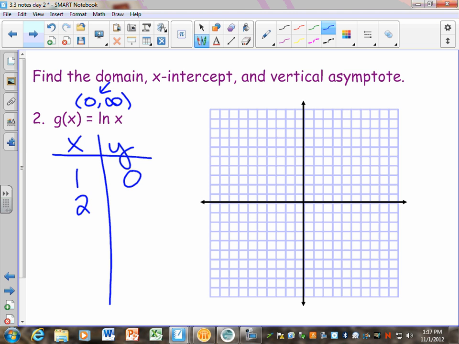So if I plug 2 in there, that's like saying e to the what power equals 2. And it's not so pretty. I think I get like 0.693. What else do you want to pick? 3. If I pick 3, I'm just going to type in ln of 3 on my calculator, and I get 1.099. That's not very exciting either.